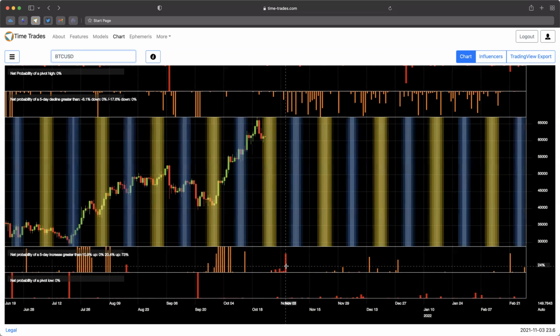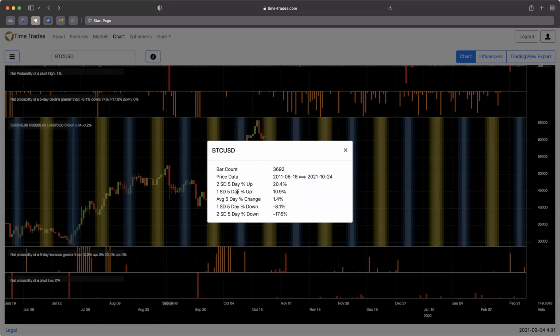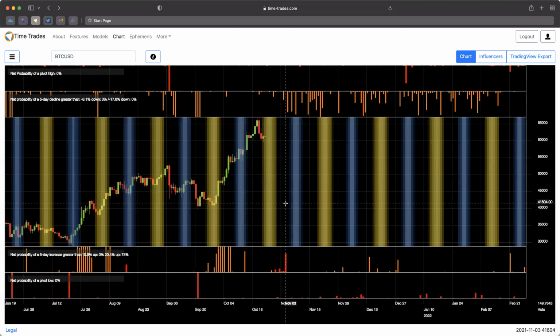And I'm looking at this big bar for a 2 standard deviation move up on November 3rd. So this is a 73% probability of a 2 standard deviation move up, and 2 standard deviations up in Bitcoin is 20%, okay? So big, juicy potential move here in the forecast.